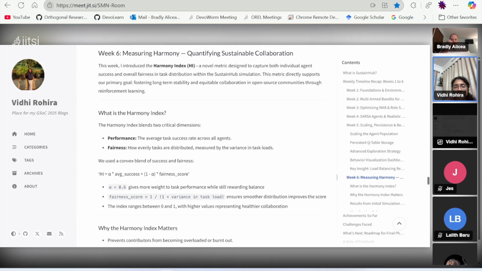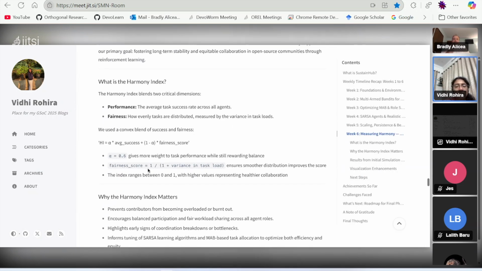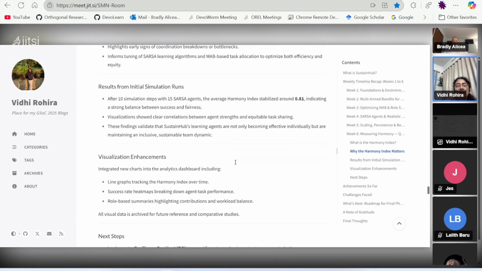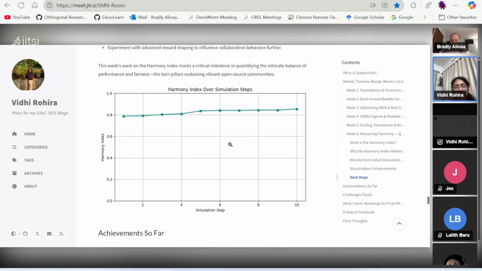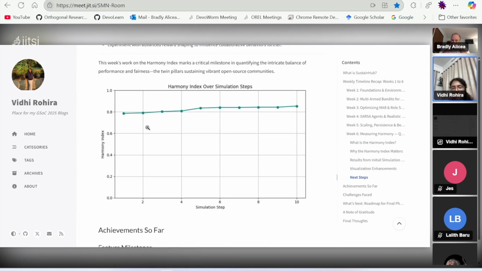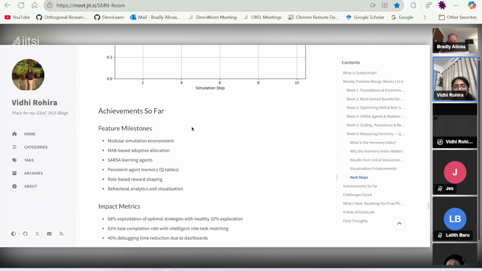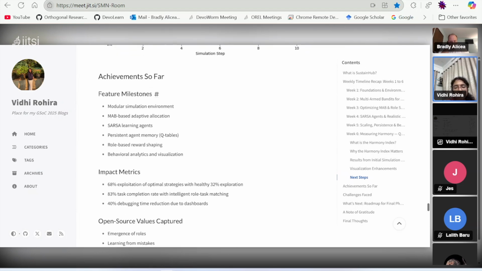And then about week 6, about how we have the harmony index and how we are calculating it. I've added the graph where it's slightly increasing. This is obviously after a few steps, over the simulation. And then I have just ended it with what I've achieved so far.